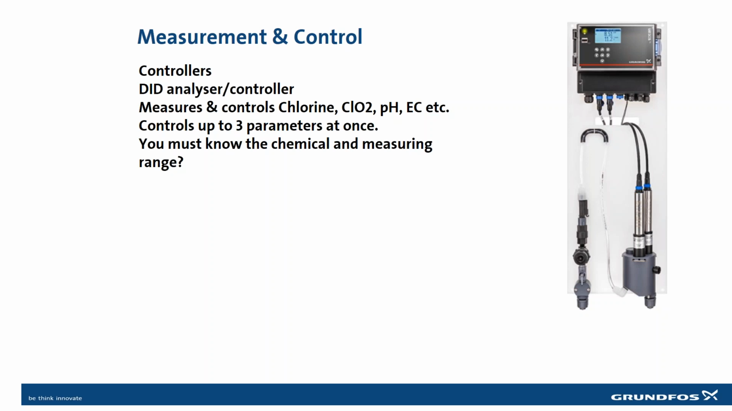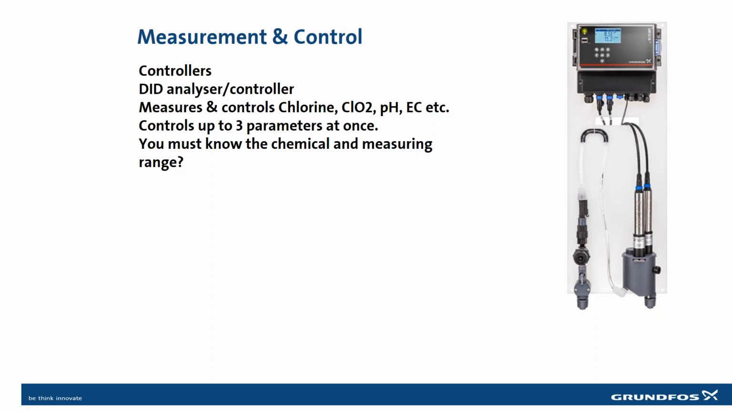It can be used for measuring and controlling chlorine, chlorine dioxide, pH, electrical conductivity, etc. The DID-3 controls and measures up to 3 parameters at once, so from the same water flow we can be measuring and controlling chlorine, pH, and electrical conductivity, or free chlorine, total chlorine, and pH. This is quite a versatile unit.